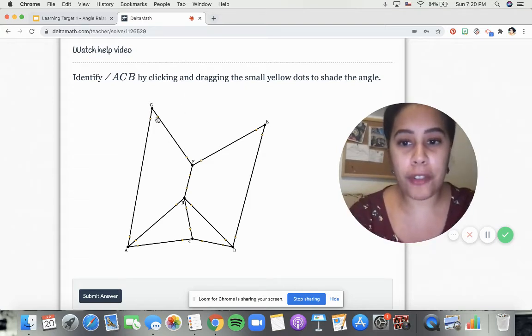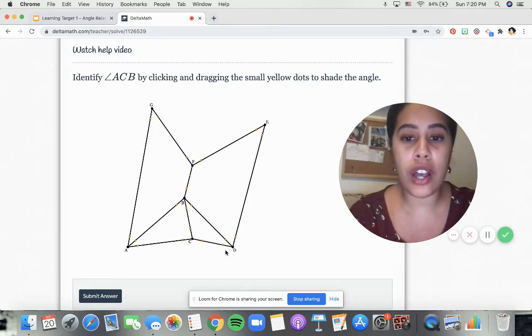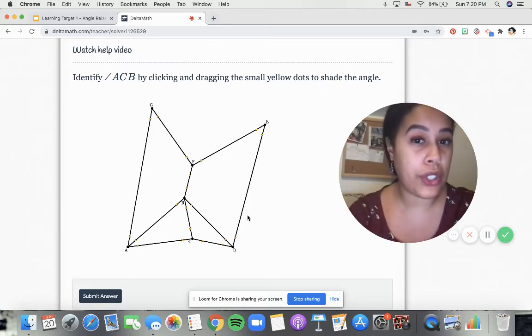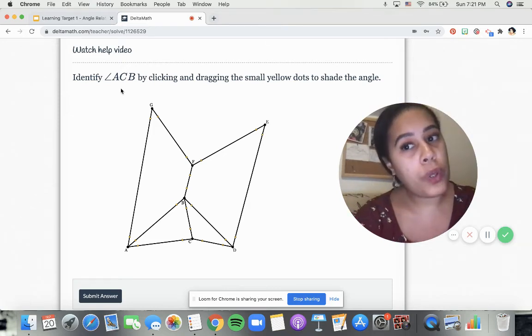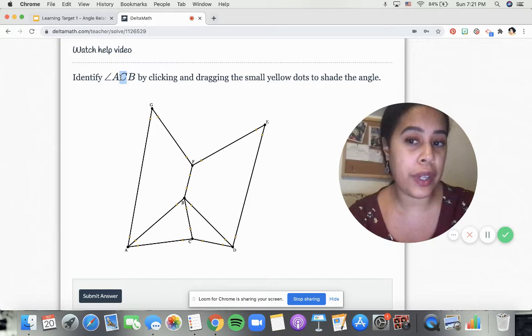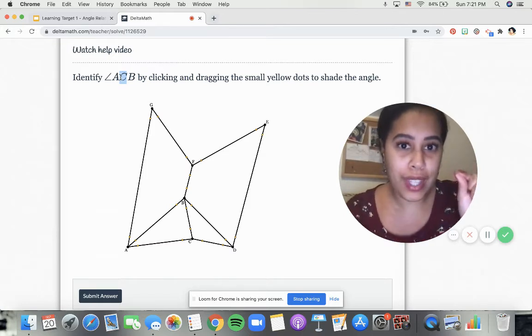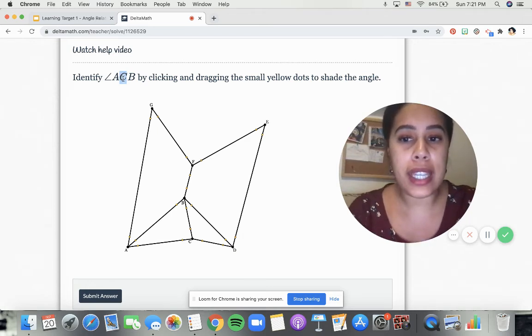I have a lot of points. Looking at it, I see G, I see F, E, D, B, C, A. There are a lot of points on this diagram, and it's easy to get overwhelmed and confused. The first thing that you're going to do is look at the angle that they want you to identify. Angle ACB. Now, as we saw before, an angle is named by its vertex. The vertex is very important. It's the common endpoint that connects the 2 rays together. So I want to look for C.